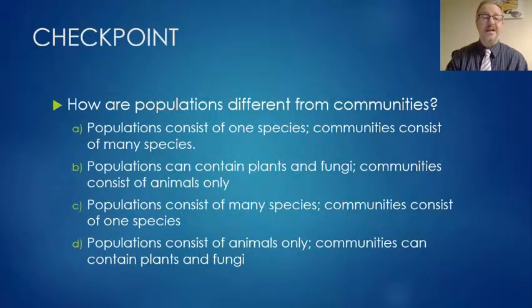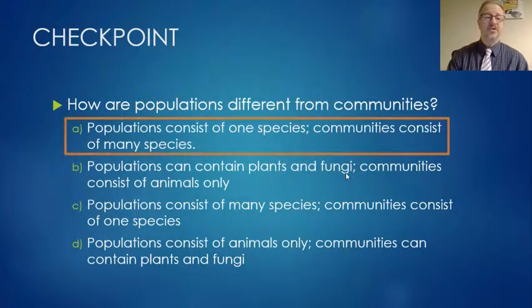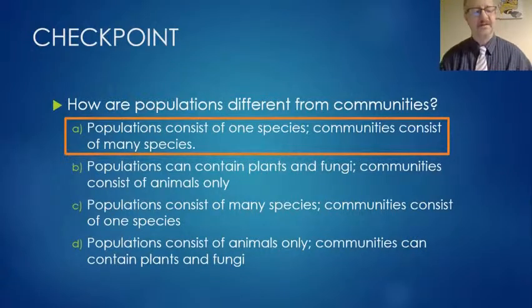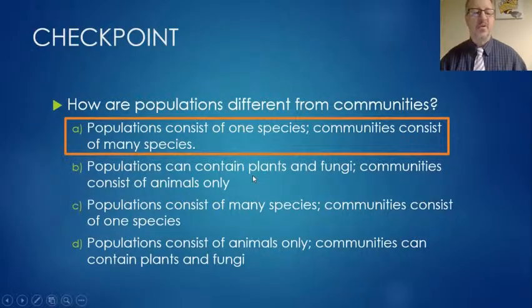Did you decide on an answer? Well, if you did, and you chose letter A, you would be correct. Populations consist of one single species, but communities consist of many different species, many populations of species. All right, good job. Go ahead and answer the questions that follow this video, and we'll see you next time.